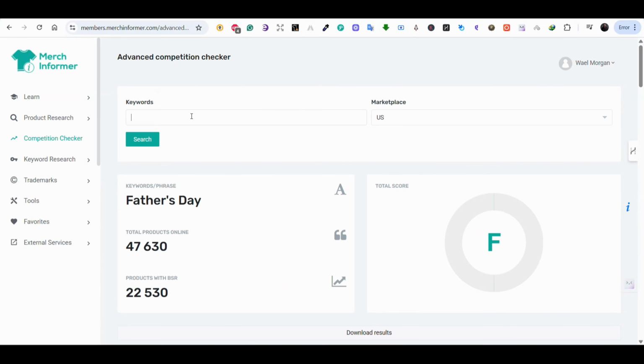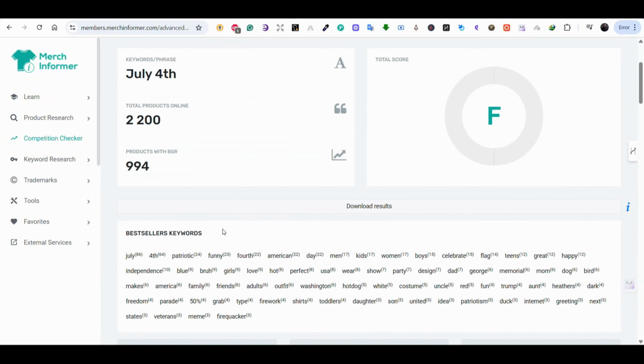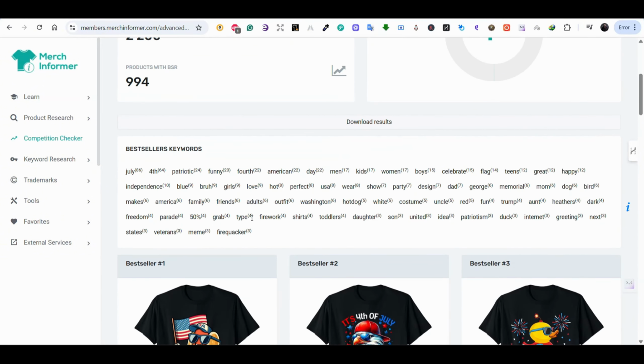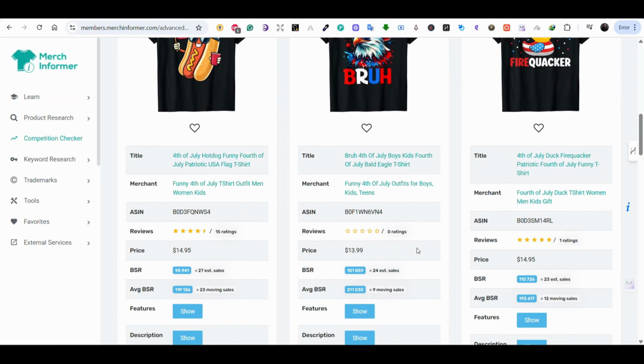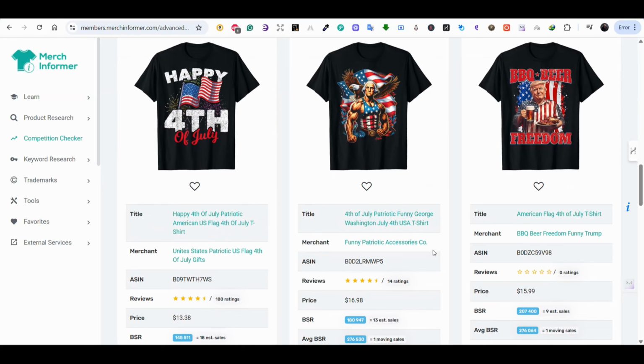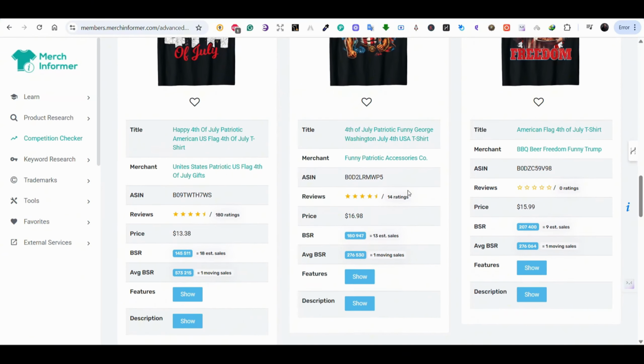So let's check our second niche, which we found on the calendar, the July 4th. Of course, this is a very wide niche, and the total score is F as expected, because the competition is very high and very saturated. But we are going to do the same technique and find sub niches under the same wider niche. So the wide keyword is 4th of July, but we can see that here there is a design that says it's 4th of July bro.